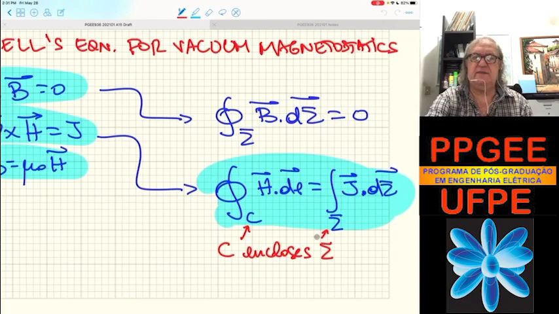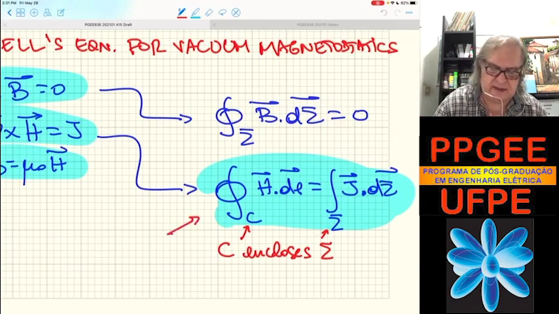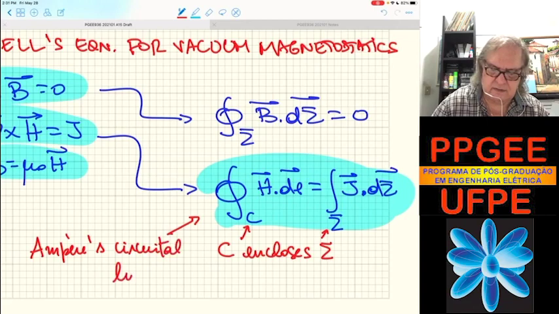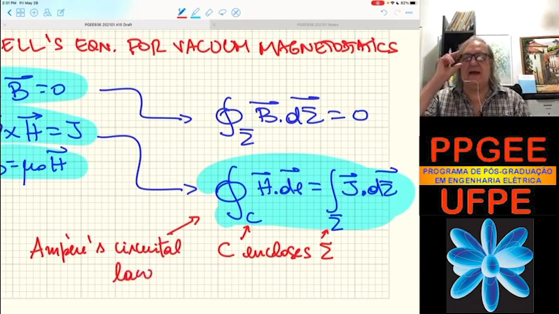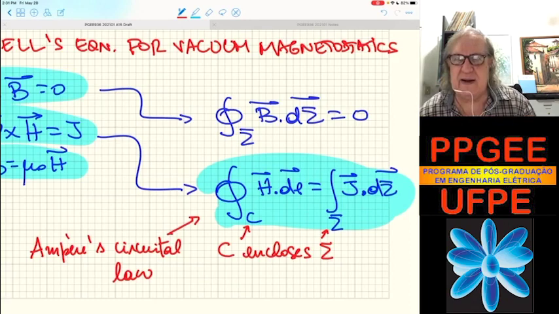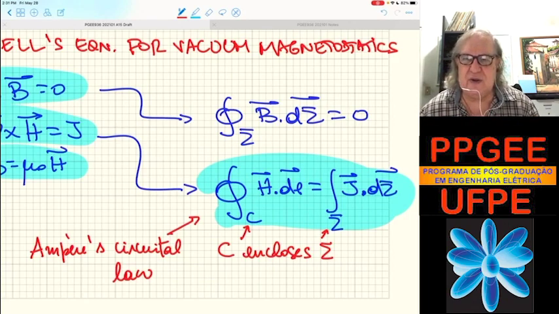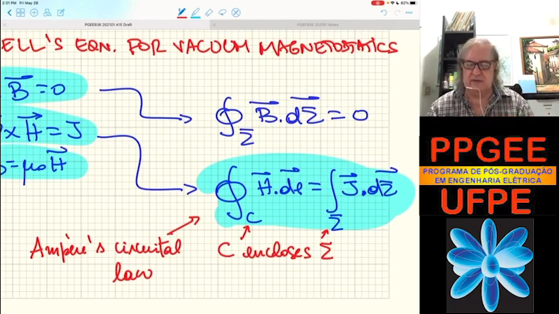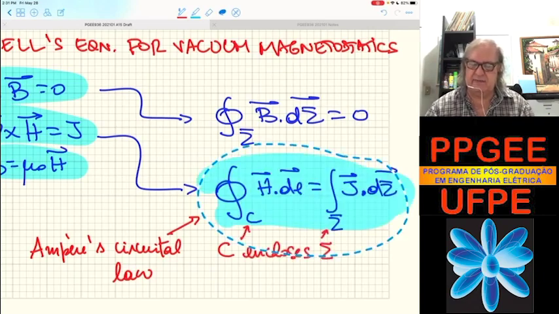Just to give you an idea, this is called Ampere's circuital law. The name was given by Maxwell, in fact. Maxwell derived some of those things and decided to pay tribute to Ampere, giving the name of Ampere to this integral law, for the case of stationary currents.